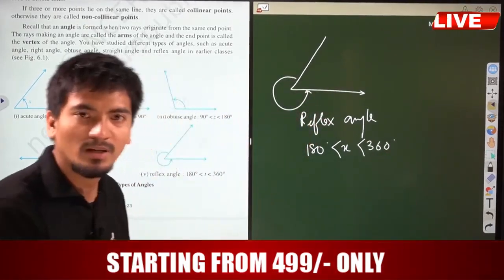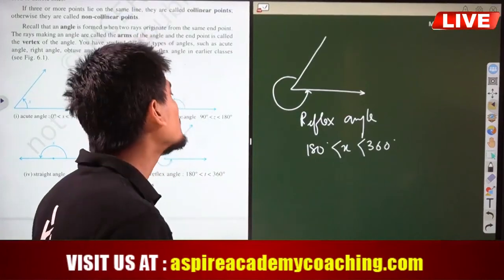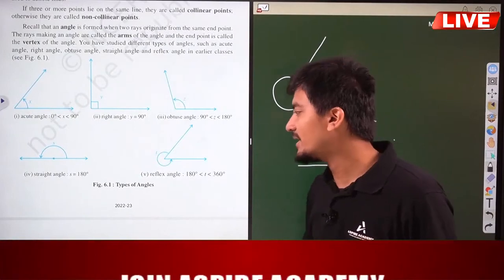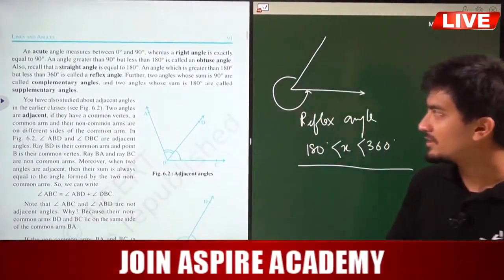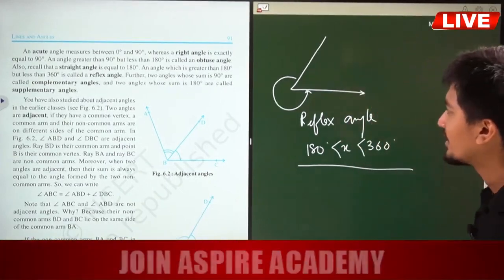If it makes 360 degrees, then it is a circle, right? So a reflex angle is always greater than 180 degrees and less than 360 degrees. So you just need to understand these basic things first. Okay.